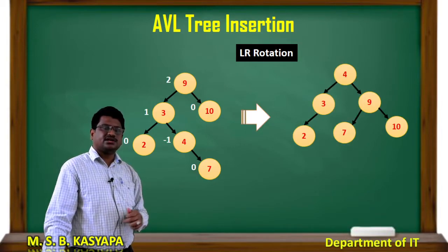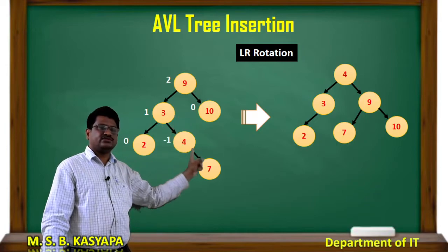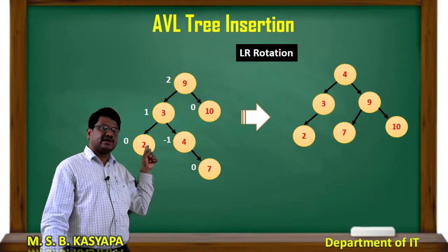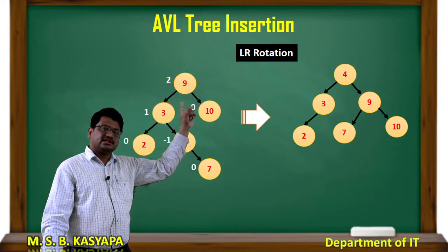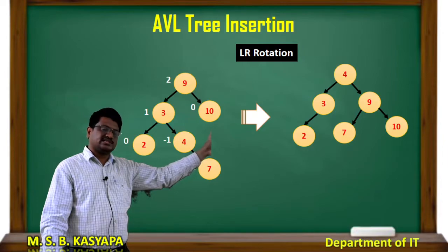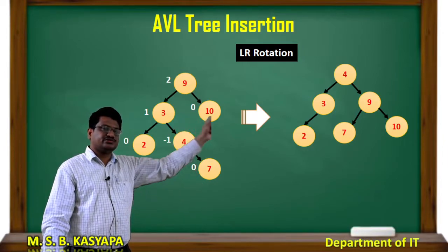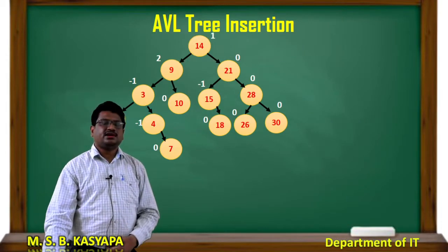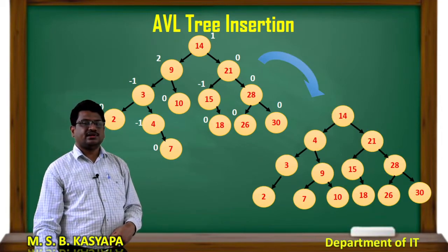According to LR rotation, now the tree should be like this. So 4, first left, right, 4 will become the root node. Now this left will become the left child, and 9 will become the right child, and these right children will remain right children. If the new root has any right children, they are moved to the right subtree. If I substitute this in the main tree, now the main tree will look like this.